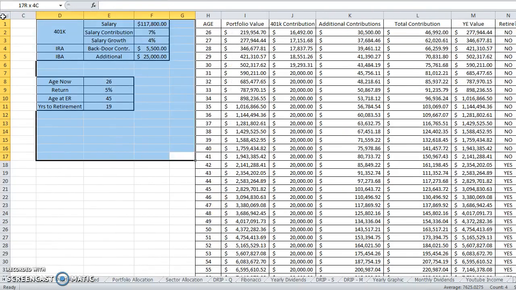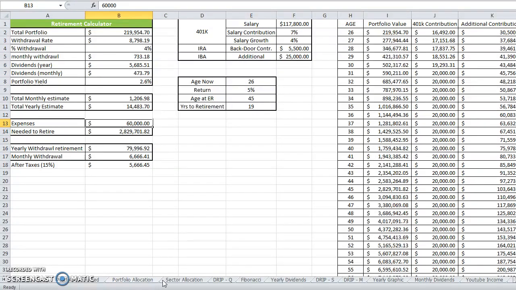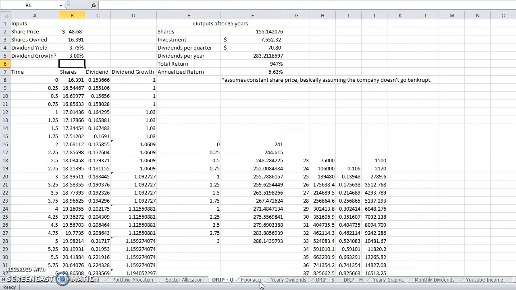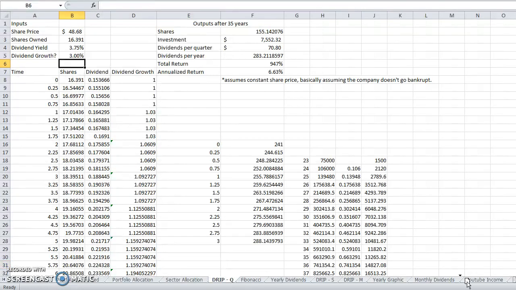Oh, this is like a potential retirement calculator where I'm trying to say, okay, well, how much expenses do I need? I don't mess with that too often. I haven't messed with this DRIP thing too often, so I should probably move them towards the back of the queue in terms of tabs and start consolidating some of these things.